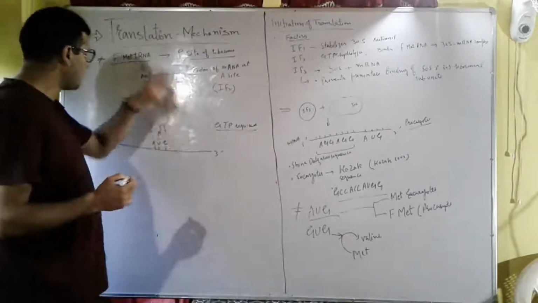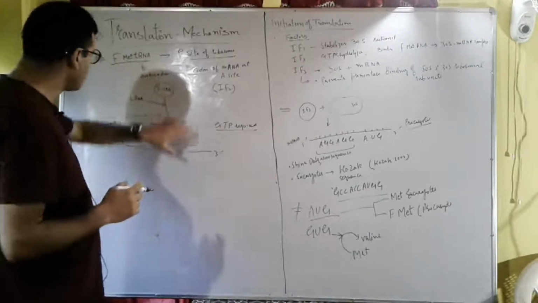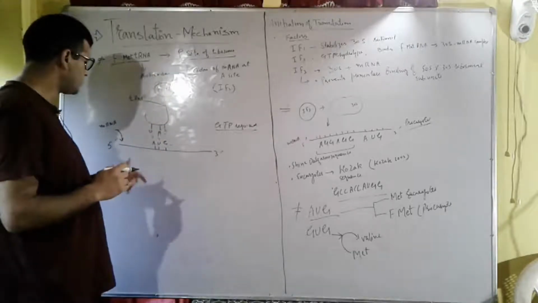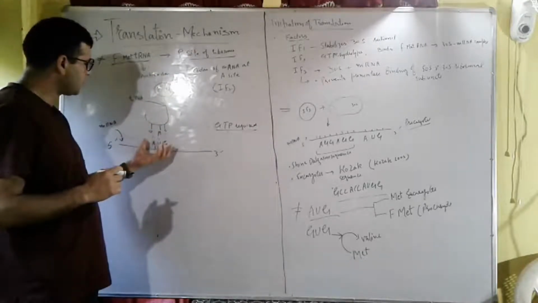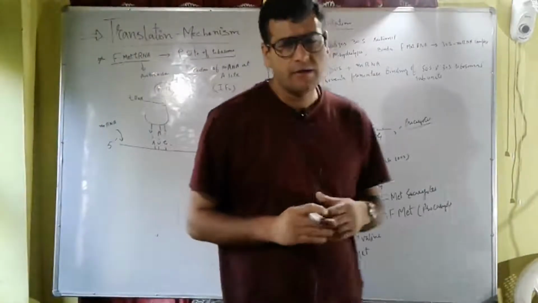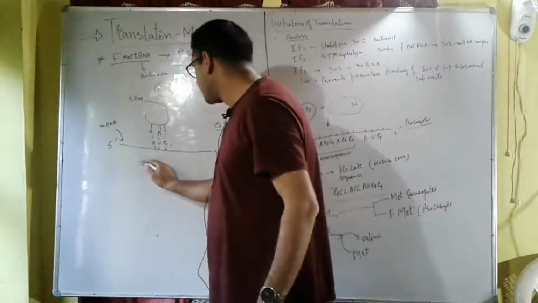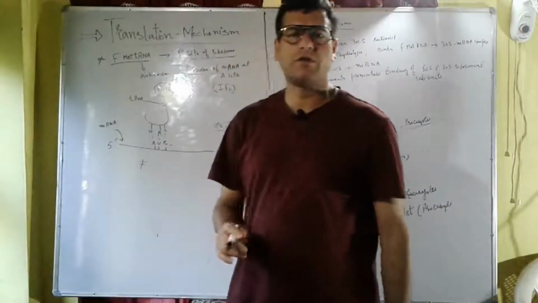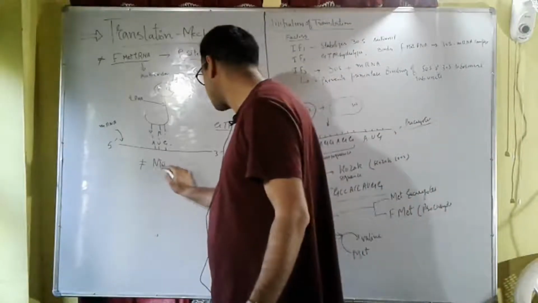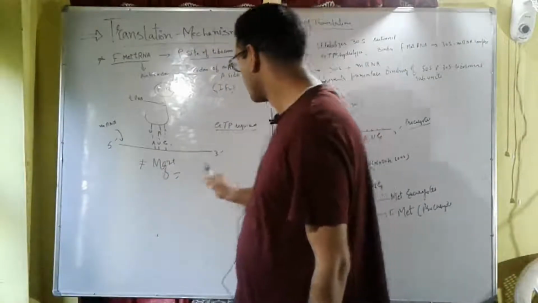Now the larger subunit of the ribosome binds to this complex. So this is initiation of the translation. Now the larger subunit of the ribosome can bind to it. Remember that magnesium is required for the binding of the larger subunit. Magnesium ion is required for the binding of this.